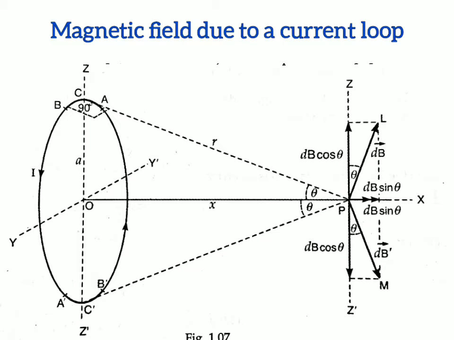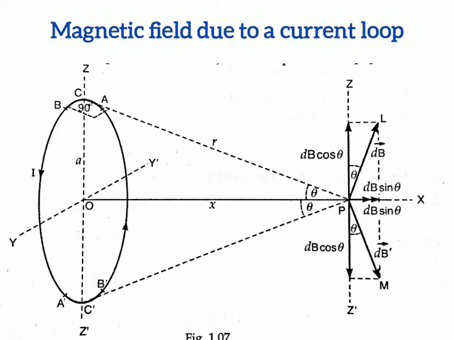So we'll have to determine the magnetic field at point P. In order to do that, we'll have to consider a very small portion of the wire AB of length DL. Okay, so we consider AB, the small portion of the loop, equal to DL. Then we join the point P to the middle point C of the portion AB, and suppose this CP is equal to R. So here in the diagram, we can see that the angle BCP, or the angle ACP, is equal to 90 degree.